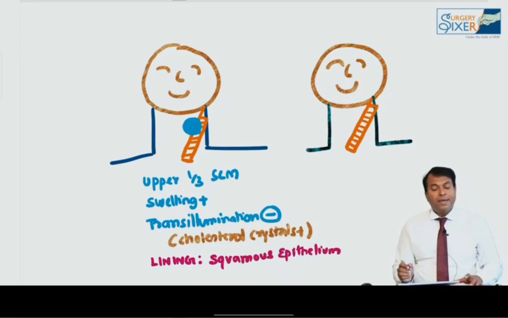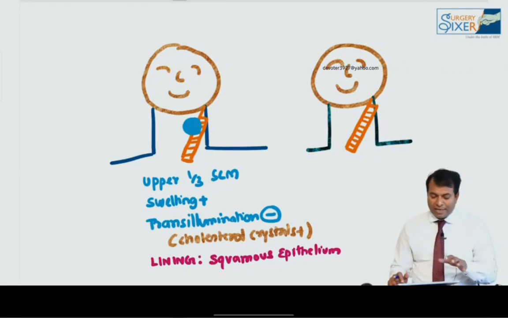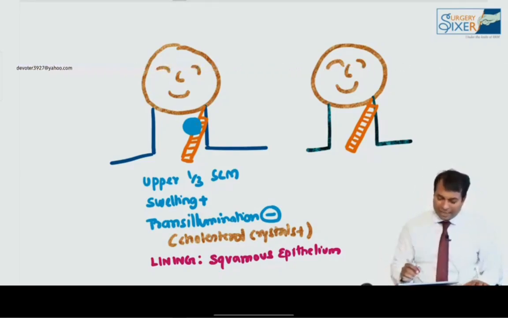So how is the cyst formed? It is because of the pouch persisting between the second and sixth arch. That forms this cyst. It is located in the upper third of the sternocleidomastoid muscle, and transillumination is negative. The contents are thick, with cholesterol crystals.